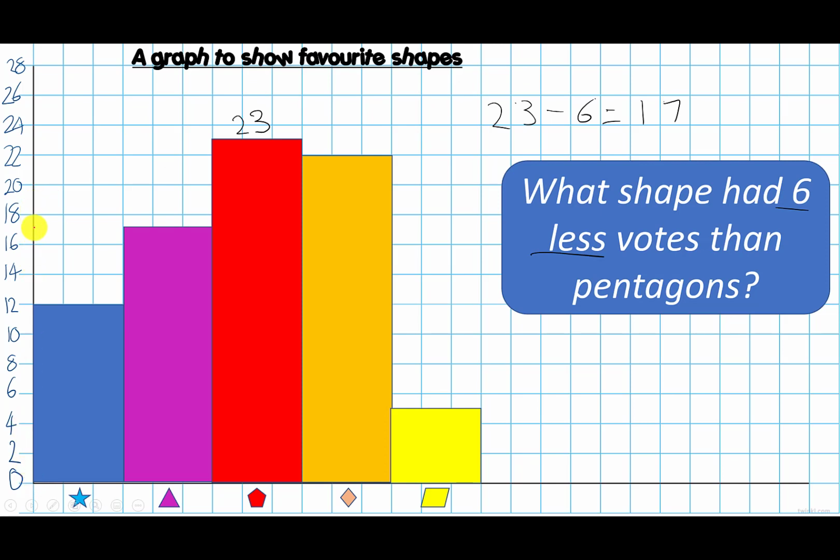So it would be halfway between 16 and 18, and you can go across and see that it's triangles. Or you might want to count down 6. So we've got 1, 2, 3, 4, 5, 6. And again, we can see that it's triangles.